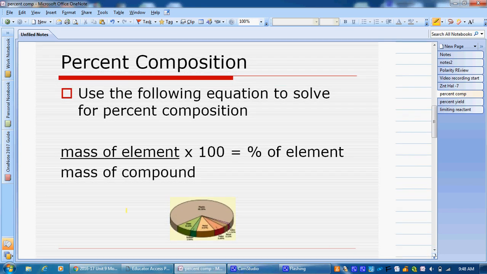It's an equation where you just put the mass of your element that you're trying to find over the mass of the whole compound, and then you just multiply that by 100 so that you get your percentage of that certain element.